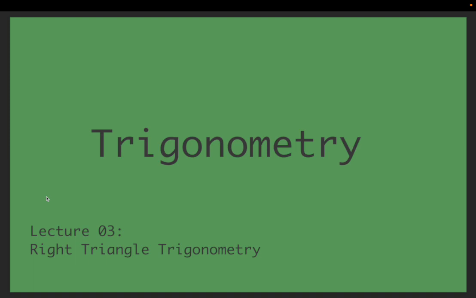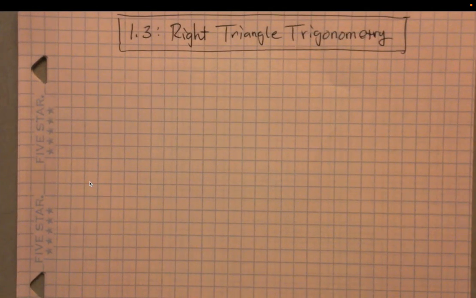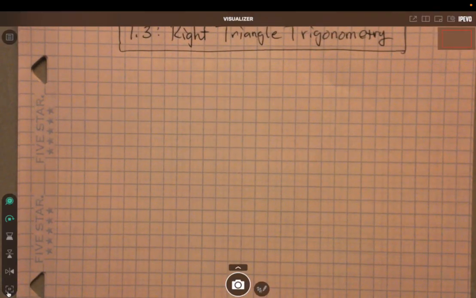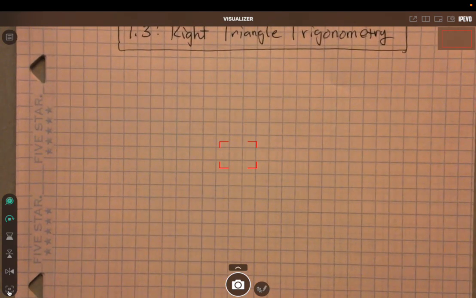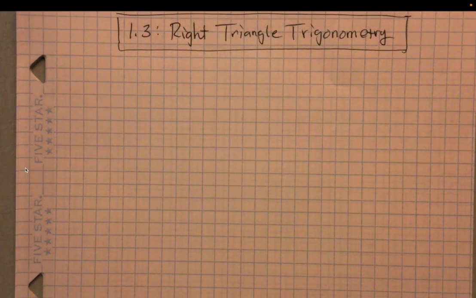So we started last time with a definition of the trigonometric functions that used the unit circle as the basis. Now what we're going to do is think about what the trig functions can mean in the context of right triangles. So let's go ahead and get started. And we'll call this section 1.3, right triangle trigonometry.